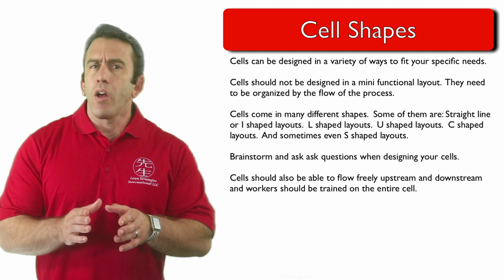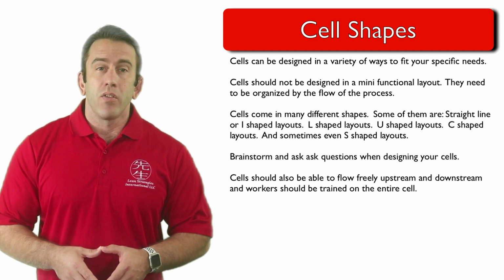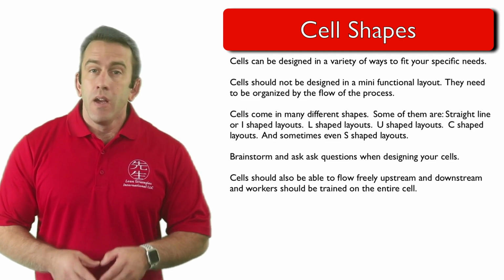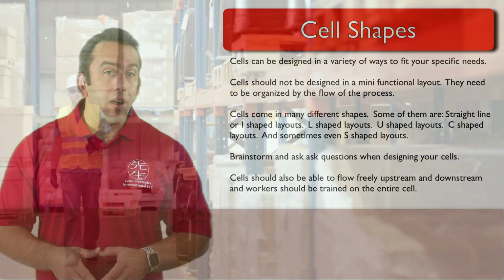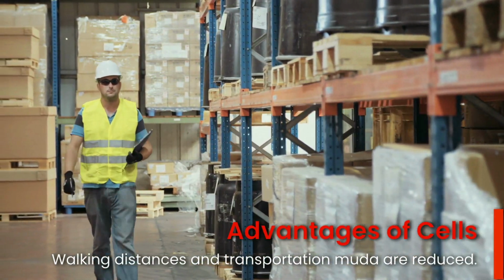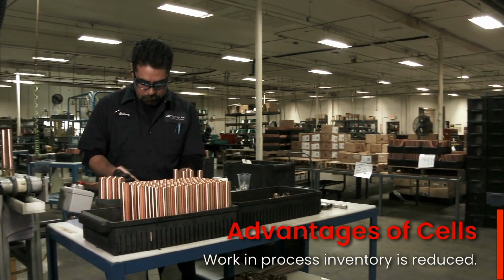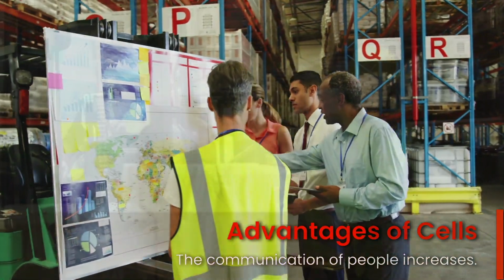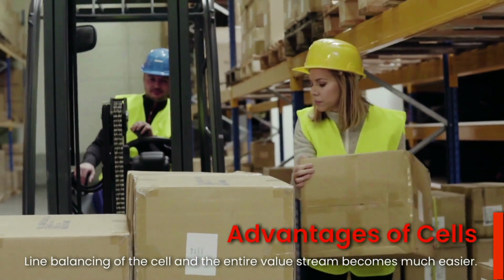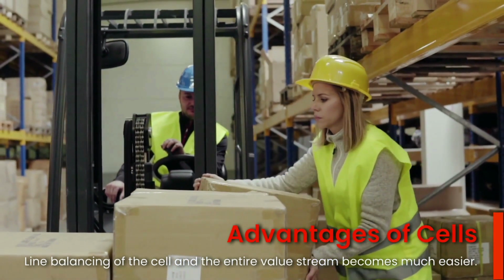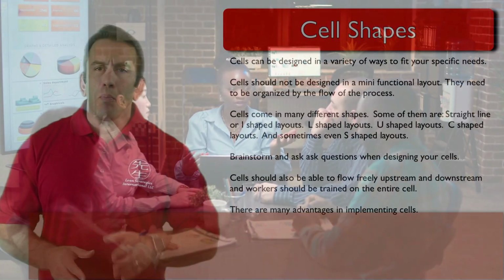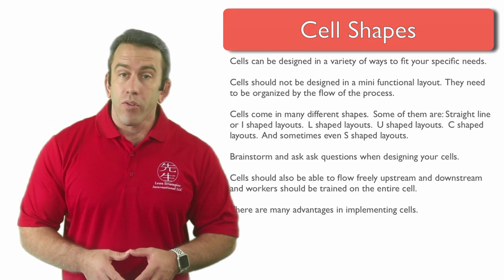Cells should be able to flow freely upstream and downstream, and workers should be trained on the entire cell. While cells may require a Kaizen event to set up, they will also yield some massive advantages. Some of those advantages include walking distance and transportation muda are reduced, work in process is reduced, the communication of people increases, line balancing of the cell and the entire value stream becomes much easier, and lead times drastically go down. Keep these benefits in mind as you build your cells, and we'll see you in the next lecture.